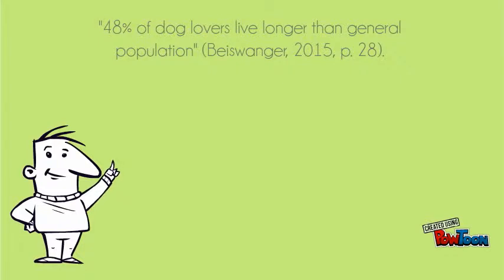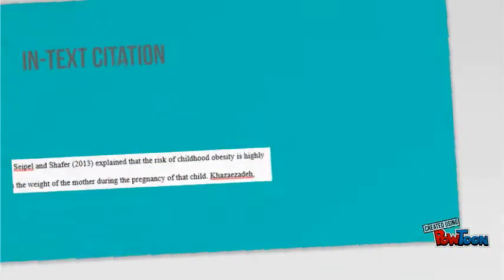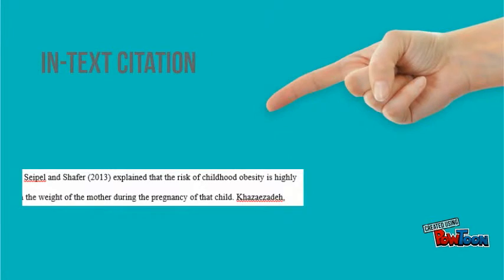After the quote or paraphrase, put the author's last name, the year it was published, and the page number in parentheses, while separating each with a comma. In-text citation alerts your reader to look at your reference list for a full citation. When you mention the author's name in a sentence, include the last name of the author and the year it was published. The year is the only thing that goes in parentheses after the author's last name.